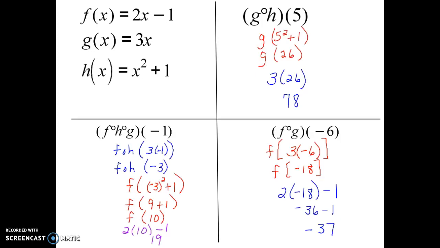Okay, here are the 3 correct answers for those examples. So if you need to look through those, just select pause and take a look at how they were solved.